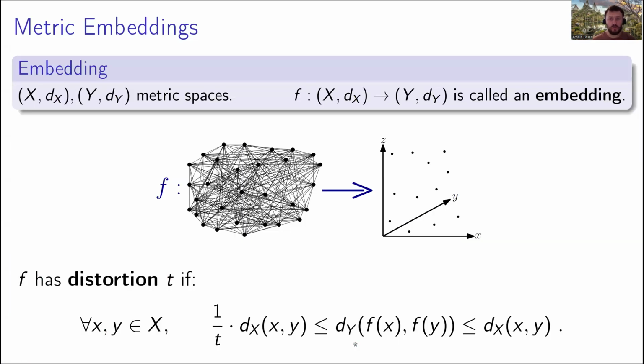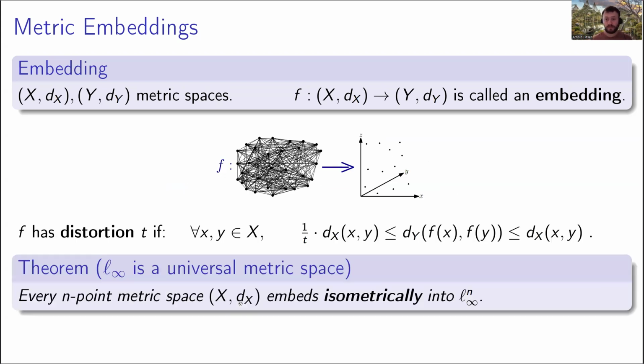Okay, so let's go to the first application I want to show you, metric embeddings. In metric embeddings, basically you have a metric space X, and you want to embed it into a simpler metric Y while preserving all distances. And in this lecture, we'll say that embedding f has distortion t if distances do not increase, and decrease by at most a factor of t. So you're not allowed to increase anything, and the shrinkage is at most a factor of t.